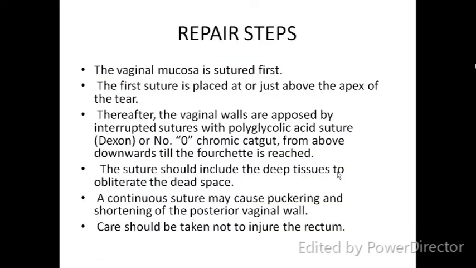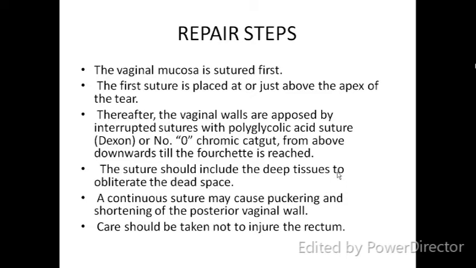The vaginal mucosa is sutured first. The first suture is placed at or just above the apex of the tear. That is very important. Why? Because if you leave the apex, the bleeding may come from there, and even after suturing the patient will bleed from the episiotomy site. So the first suture should be taken at or above the apex, usually above, to take more precautions.